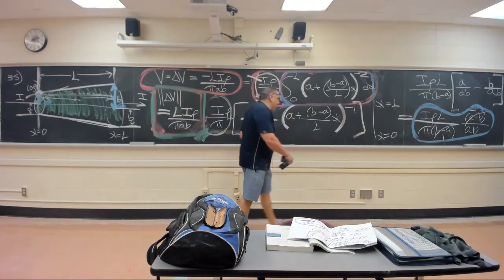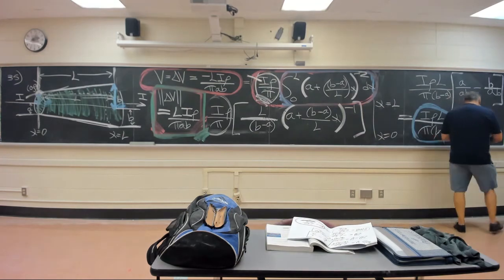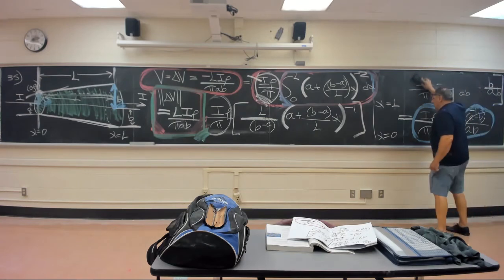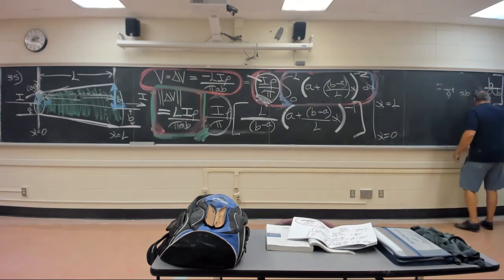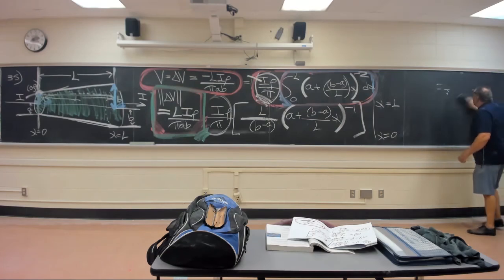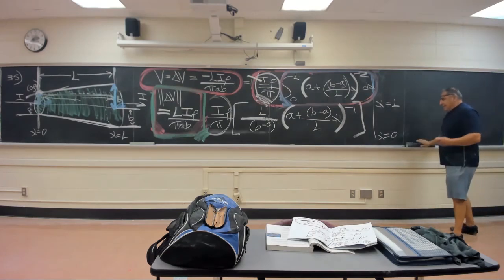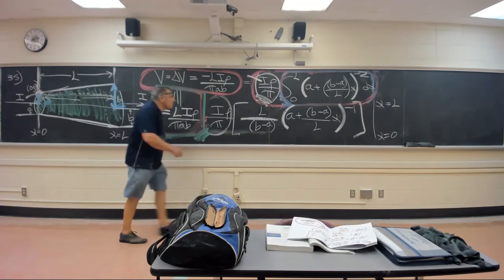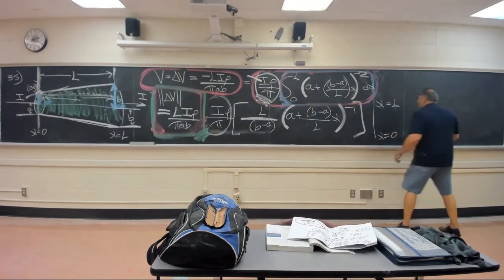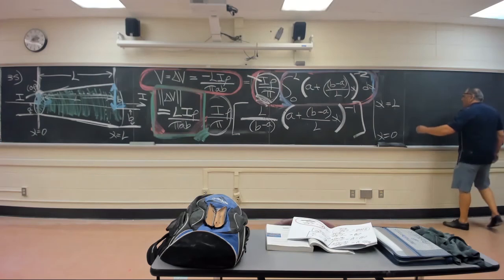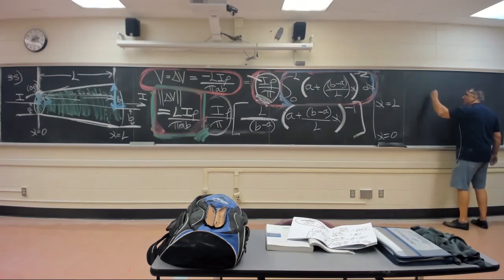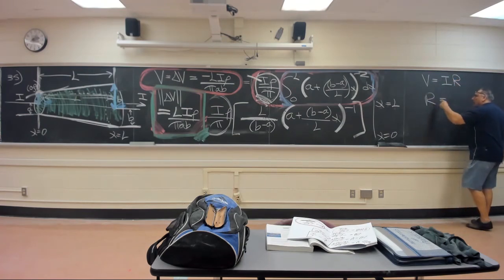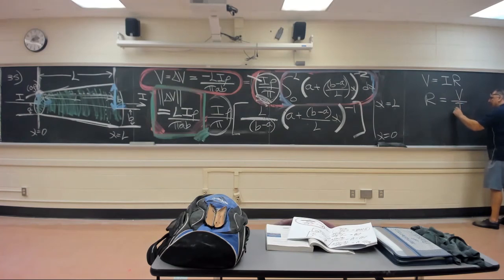So what? Well, if you remember what I said last time, let's see what we can say here. We're coming back to Ohm's law. What's going on here? Well, V equals IR. R equals V over I.